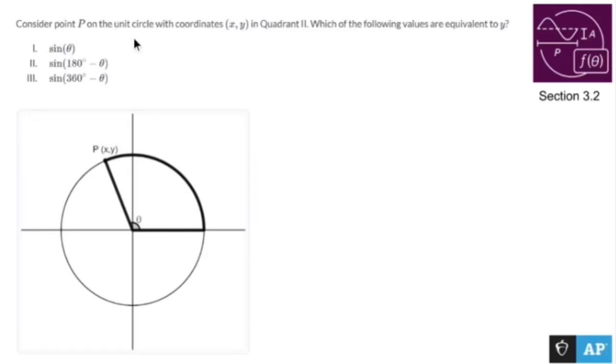Consider point P on the unit circle with coordinates x, y in quadrant 2. Which of the following values are equivalent to y? All right, so sine, more sine, and even more sine. There's a point, there's a unit circle.